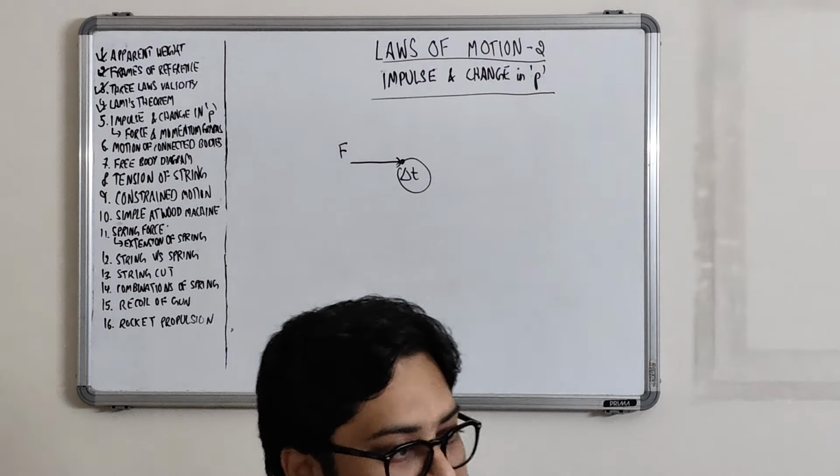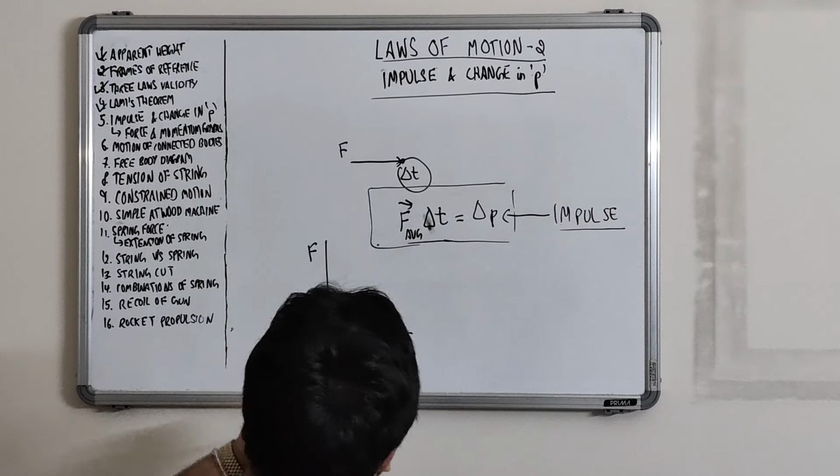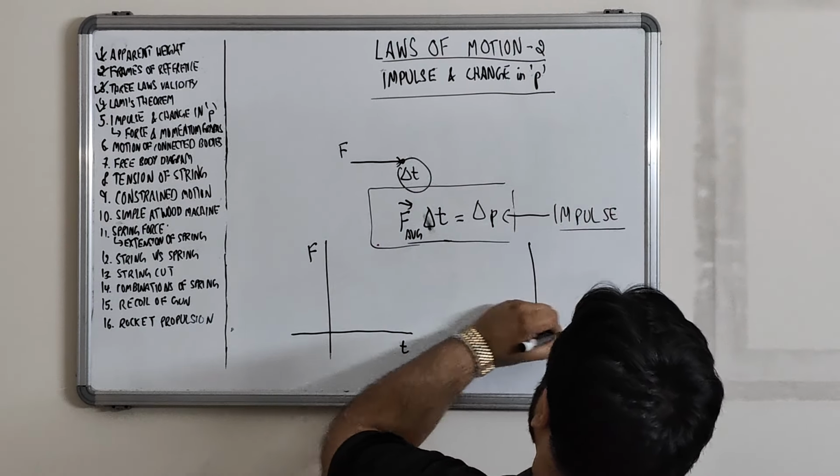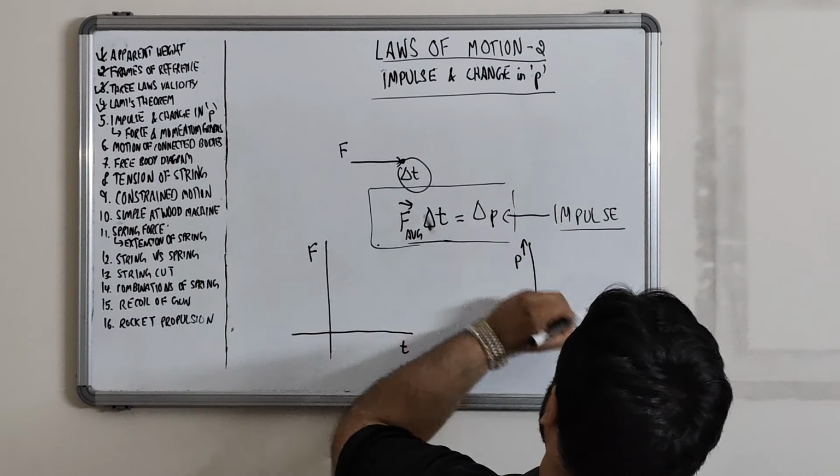Now we have two basic graphs. One is force and time, another is momentum and time. If we have to see what the impulse is, imagine there is this variable graph. The impulse will be the area under this curve. Let's call this graph A.